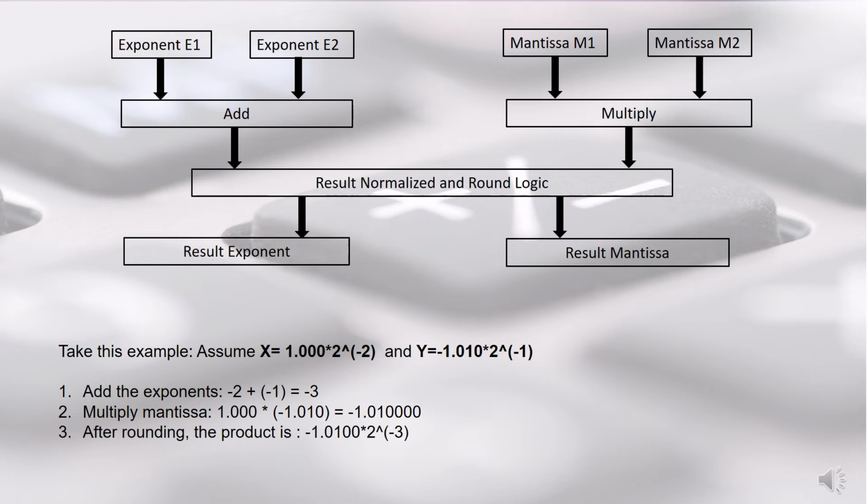Then we should multiply the mantissas. Now, when we multiply the mantissas, we follow the regular binary multiplication, or we can use a simpler way, which is to transform the mantissas into decimals, multiply them, and then put them in a binary manner. And then we reach the result by rounding the product. So here the answer is minus 1.0100 times 2 to the minus 3.